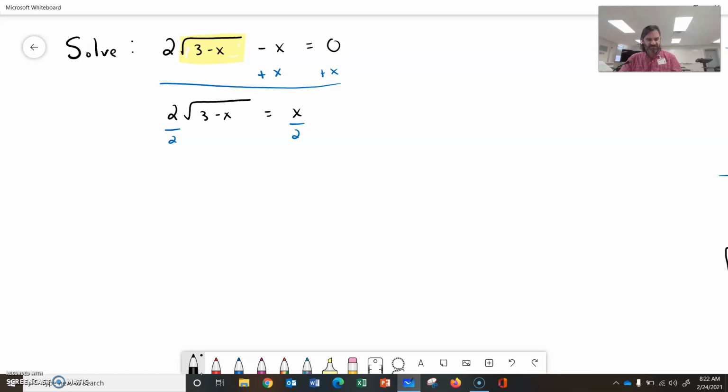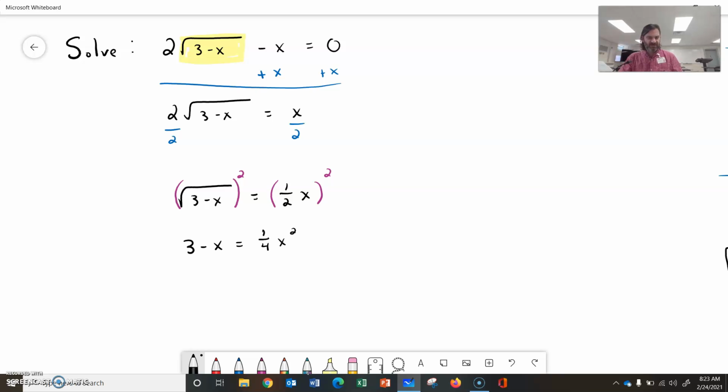There might be an easier way to do this, but on the left I'll have square root of 3 minus x, and that'll be equal to, excuse me, not 1/4, 1/2 x. I'm getting ahead of myself. Okay, so now that square root is all by itself, so I'm going to square both sides to get rid of it. So when I square, the square root goes away, so on the left I'll have 3 minus x. When I square 1/2 x, I'll have 1/4 x squared.